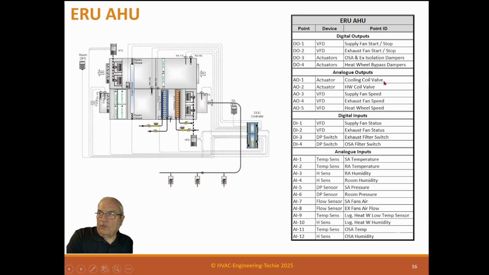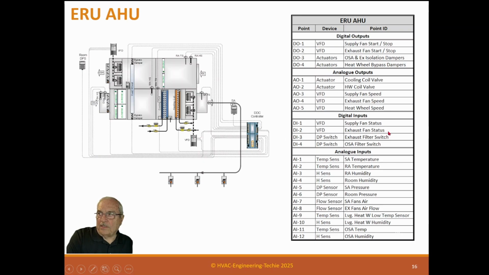Analog outputs: 1 is the cooling coil valve, 2 is a hot water coil valve, 3 is the supply fan speed, 4 is the exhaust fan speed, and 5 is the heat wheel speed. So there are different conditions for heat wheels, what speed you want them in. There might be 1 speed for heating, 1 speed for cooling, and that's up to the manufacturer to determine what that is.